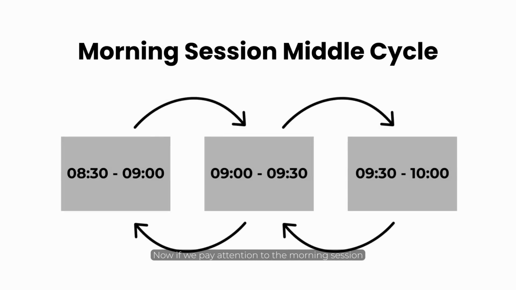Now, if we pay attention to the morning session in its respective middle cycle, and we split that 90-minute cycle up into three 30-minute cycles, we get the following cycles. We get cycles from 8:30 to 9 a.m., from 9 a.m. to 9:30 a.m., and from 9:30 to 10 a.m. You need to understand that the same logic that I described to you earlier during this lecture applies to the smaller time cycles as well. It's all fractal, guys, and that is what I'm trying to showcase to you during this lecture.